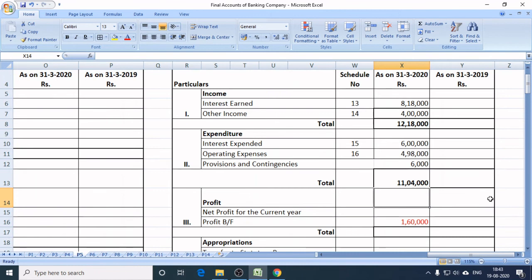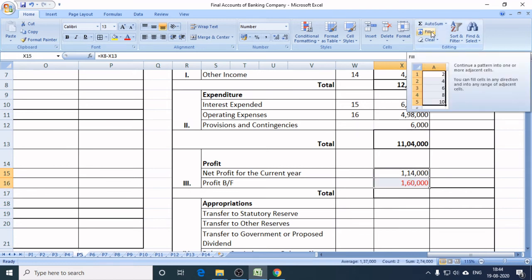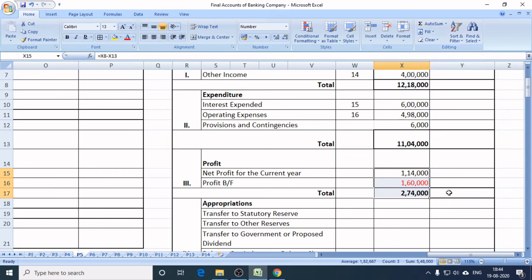Now here you can see that the total incomes are more than the total expenses. So as far as current year is concerned, there is net profit. So let's calculate the net profit. For that, from the total of incomes, deduct the total of expenses, you will get the net profit of the current year. It is 1,14,000. Now to calculate the total profit earned by this bank in its lifetime, add these two profits, you will get the total profit, 2,74,000. Let me tell you, 2,74,000 is the bank's total lifetime income as on 31st March 2020, and 1,14,000 is bank's income of the accounting year 2019-20.